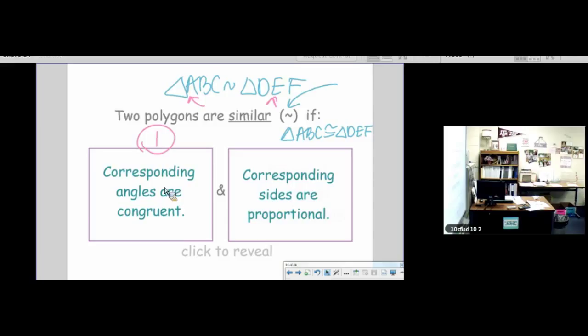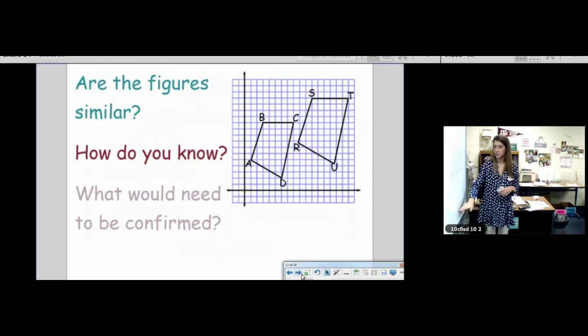That's how you spell it. You start with pro. Proportional. That means their ratios will be equal. Proportional. Okay, I'm going to skip that one.